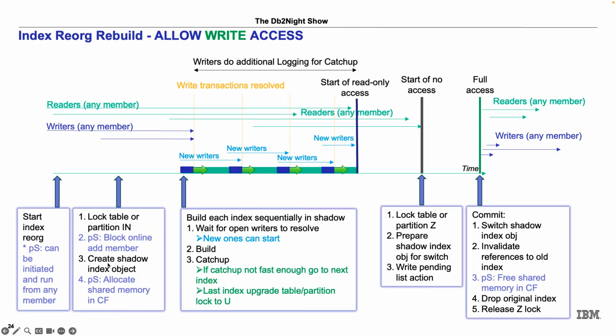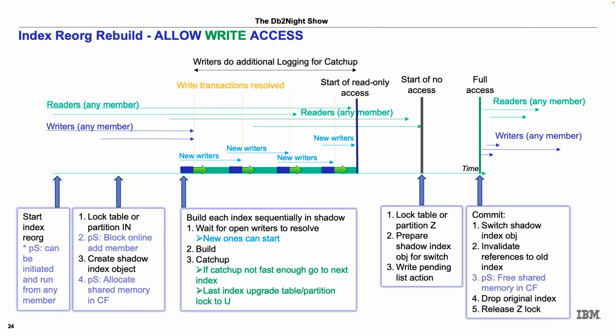And then same as allow read access, for allow write access we also use a shadow copy. So we need to create a shadow index object. Okay. Then the new stuff for this one is we need to allocate shared memory in the CF. That's the information to coordinate all the members. So everyone needs to go to the CF to consult what's happening in the cluster. So we need that shared memory in the CF. Okay. Then in the next stage, we start to build each index sequentially in the shadow object.